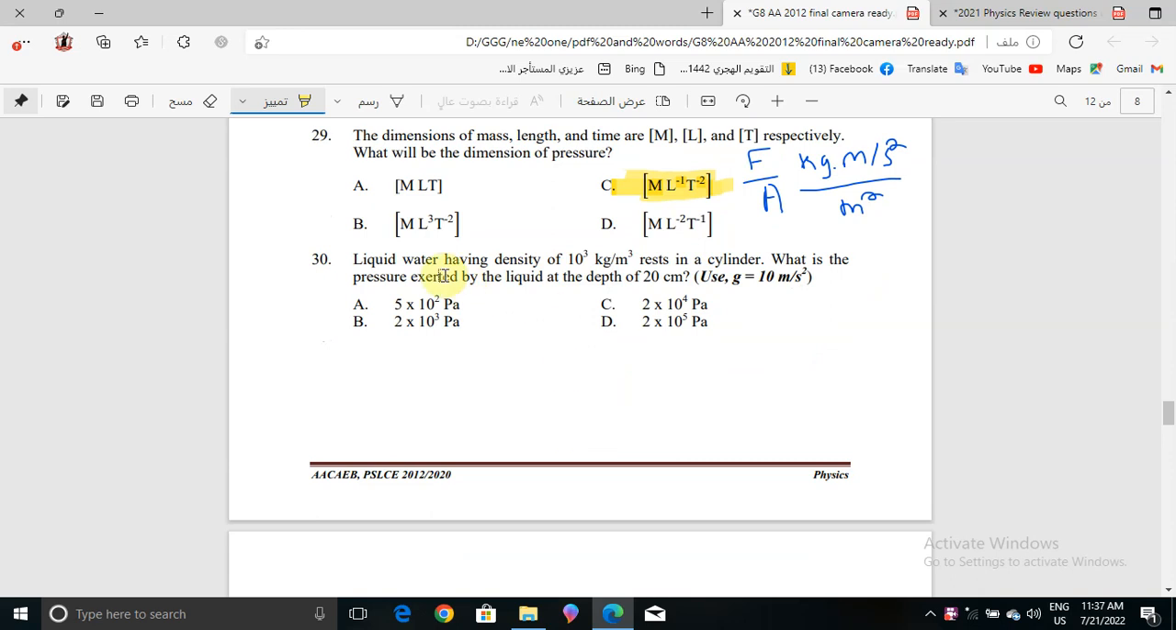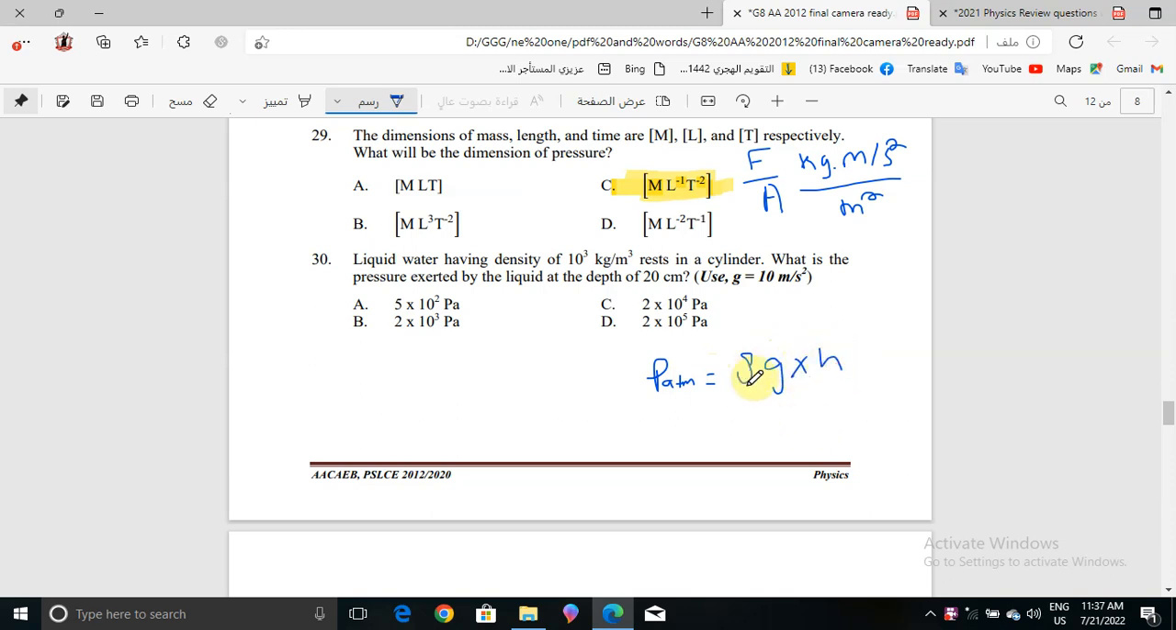Okay, now question number 30. Liquid water having a density of 10 to the power of 3 kilogram per meter cubed rests in a cylinder. What is the pressure exerted by the liquid at a depth of 20 centimeter, where gravity is equal to 10 meter per second squared? So the formula of pressure is what? P is equal to density times gravity times height.